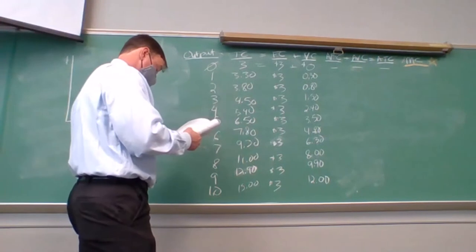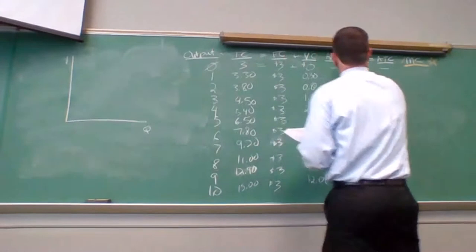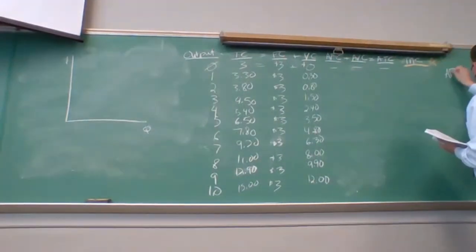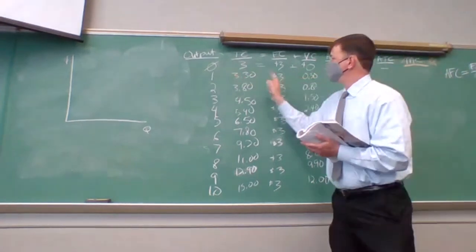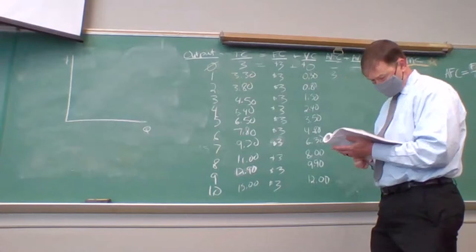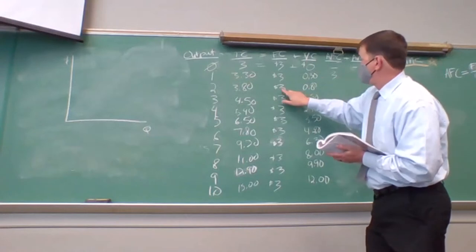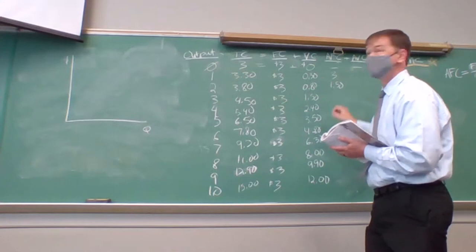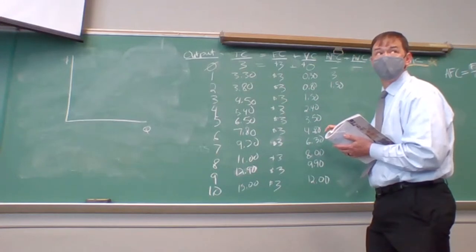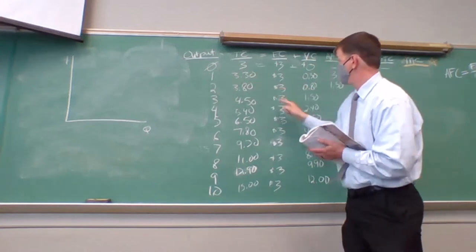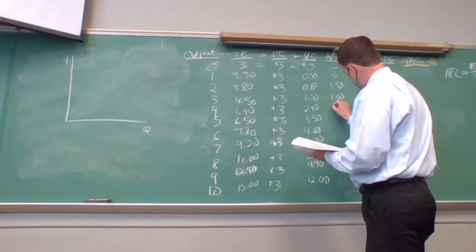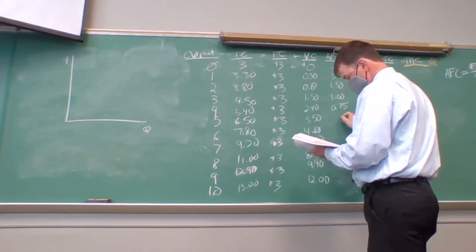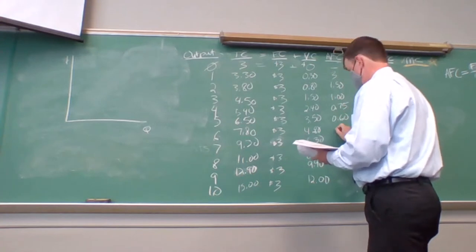Average fixed cost, okay, this is fixed cost. So average fixed cost equals fixed cost divided by quantity. 3 divided by 1, what you got? Fixed cost divided by 2. Got me? See what we're doing here? I'm taking the fixed cost and dividing it by the quantity. 3 divided by 3? $1. I'm going to just fill it in. I don't want to insult your intelligence from here on out. Plus, we're running short on time. 75, 60, 50, right? We got here.